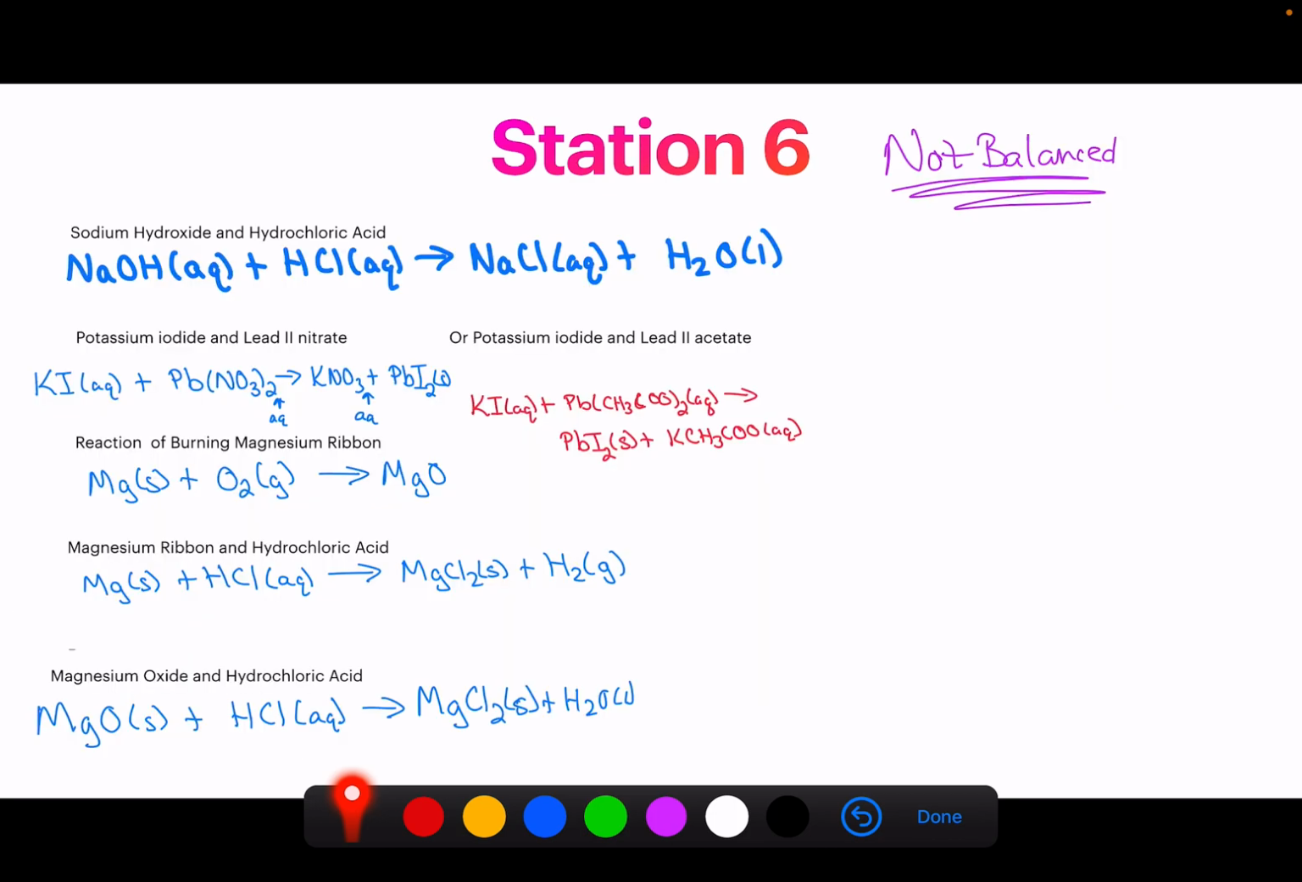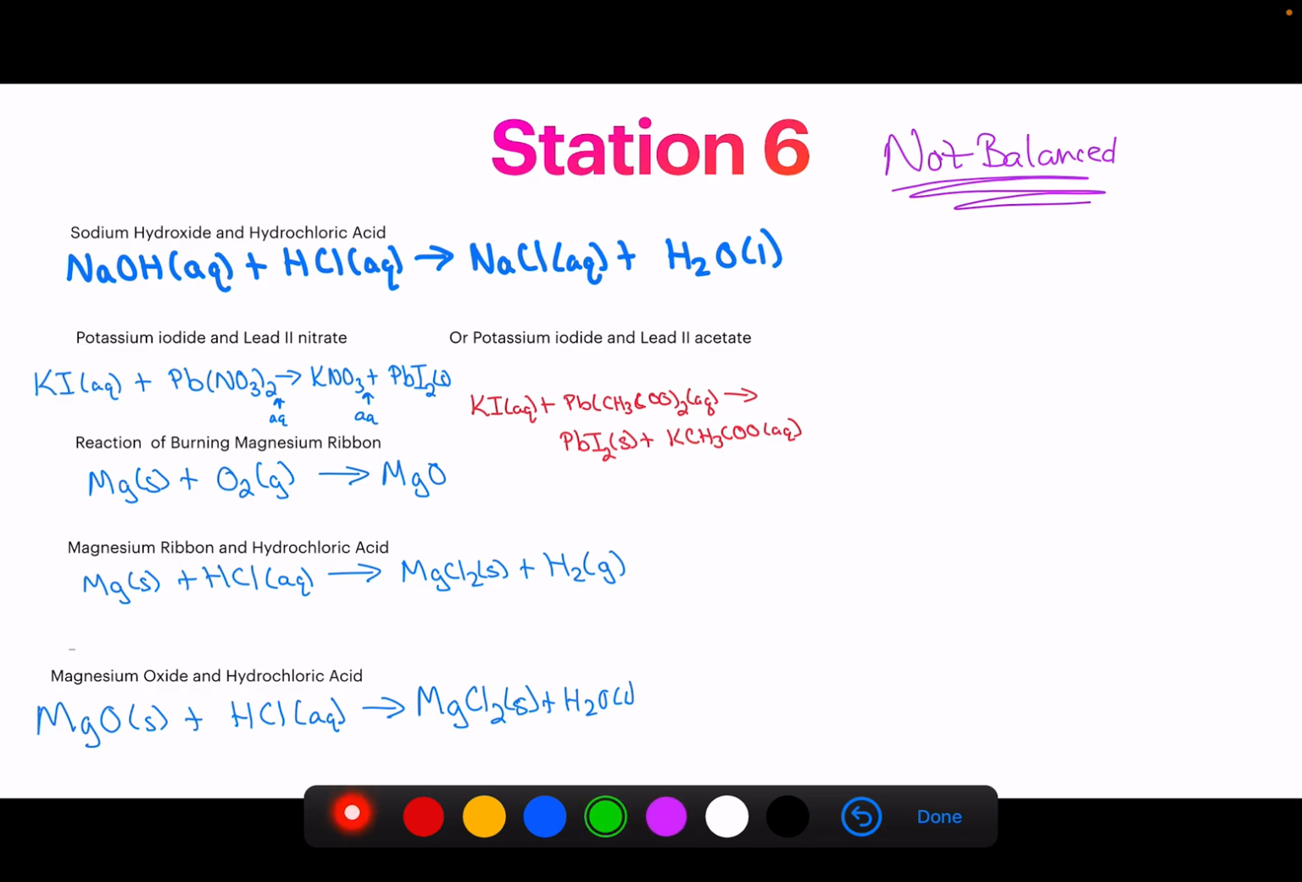Station 6, these equations that I have written for your assistants are not balanced. So this is just to help you. These are some examples that you could have done. I did make you do these two here. So getting back in the swing of things about how to write our formulas from our names, our states of matter, and then make sure you balance them.